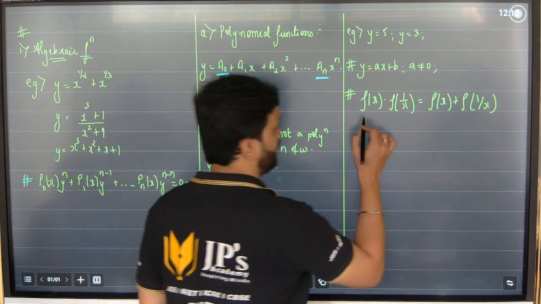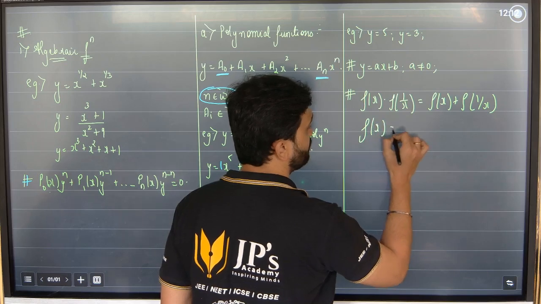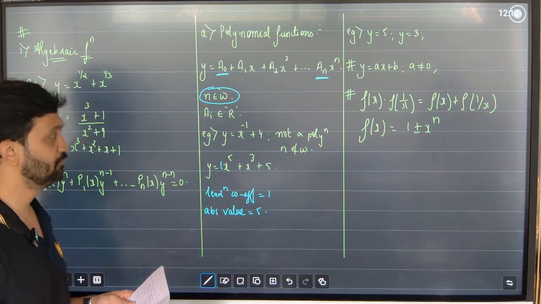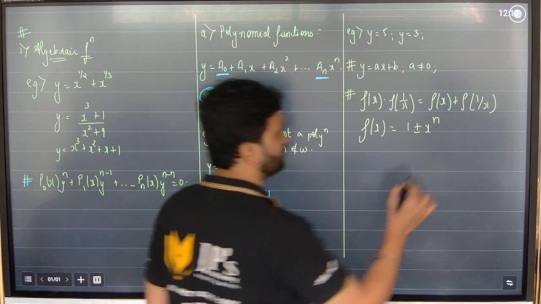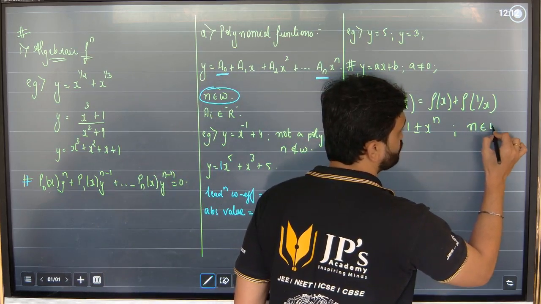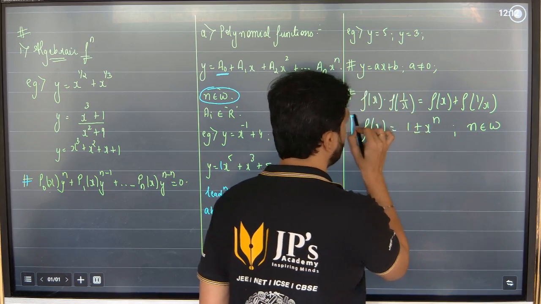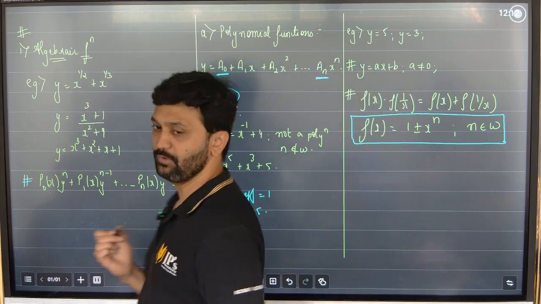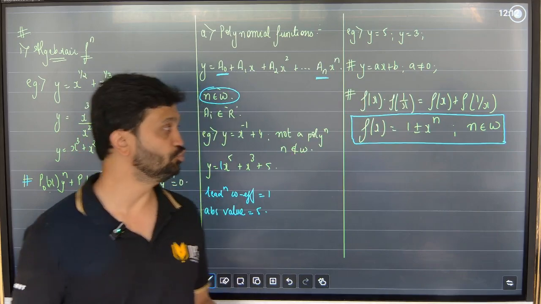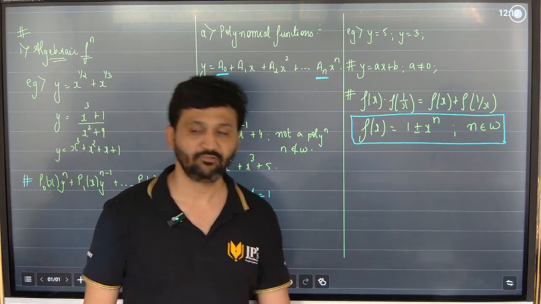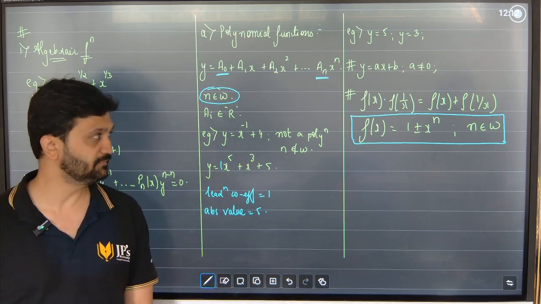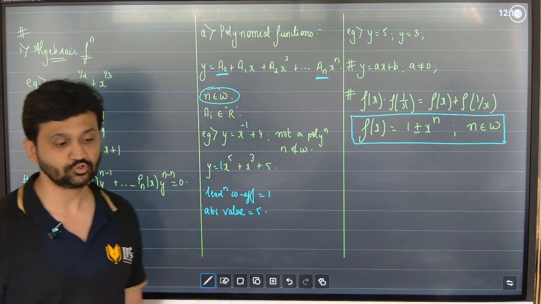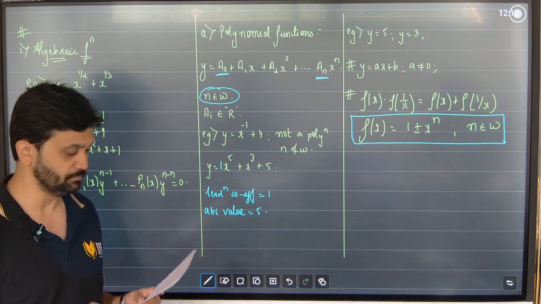Okay, and it gives the answer f of x is equal to 1 plus minus x raised to n, where n belongs to whole number. A very important thing that you need to remember. This is used when I get this relation: f of x into f of 1 by x is equal to f of x plus f of 1 by x, where f of x is equal to 1 plus minus x raised to n, where n belongs to whole number.